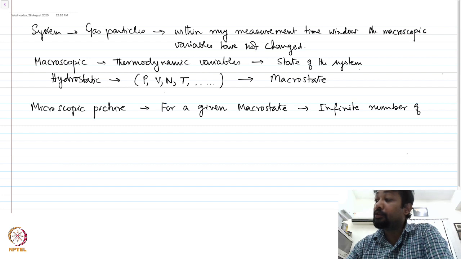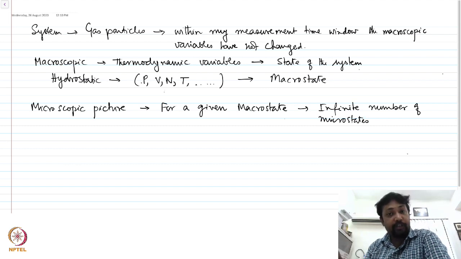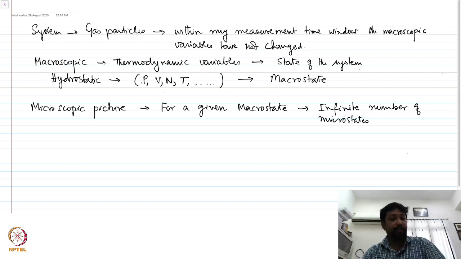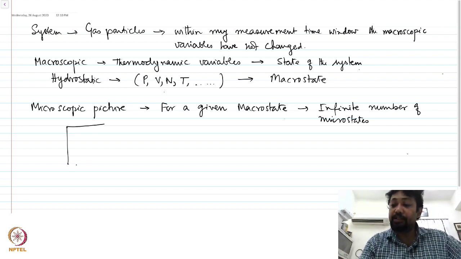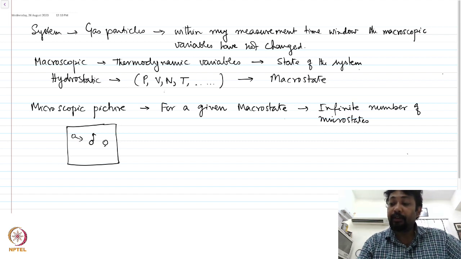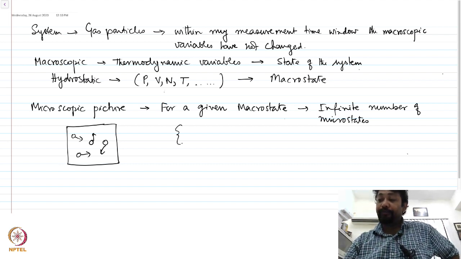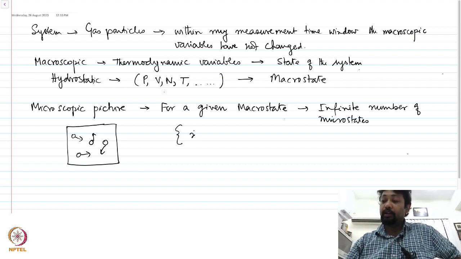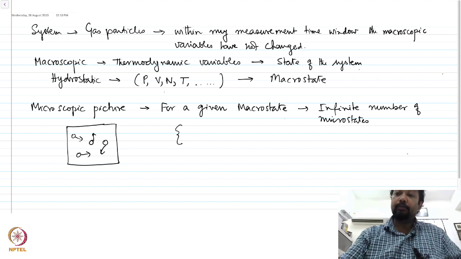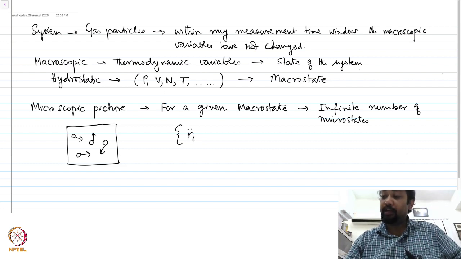Number of microstates. Why? Because I know that if the thermodynamic pressure of the system is fixed, even though it is fixed, the particles within the system constantly undergo motion, right? So they change their position and momentum. Therefore, a microstate of this system is characterized by the positions and the momenta for a hydrostatic system. Remember this, we are going to use this later on.